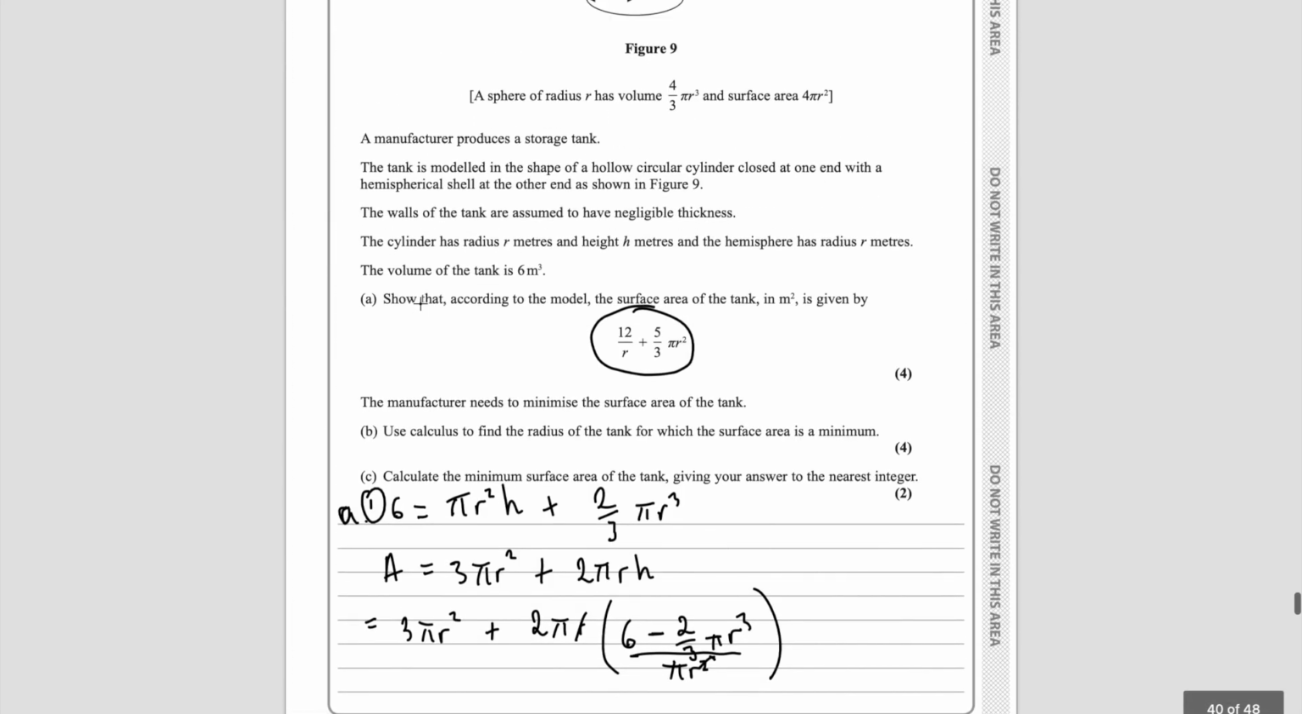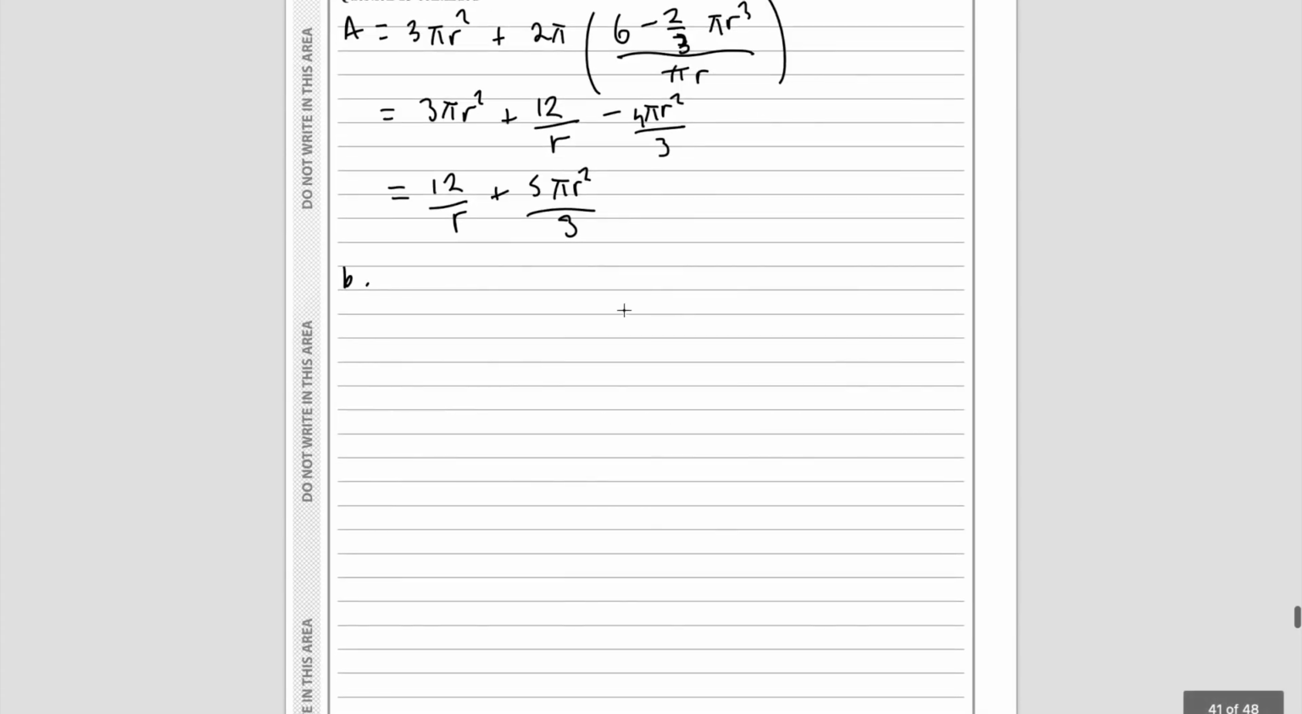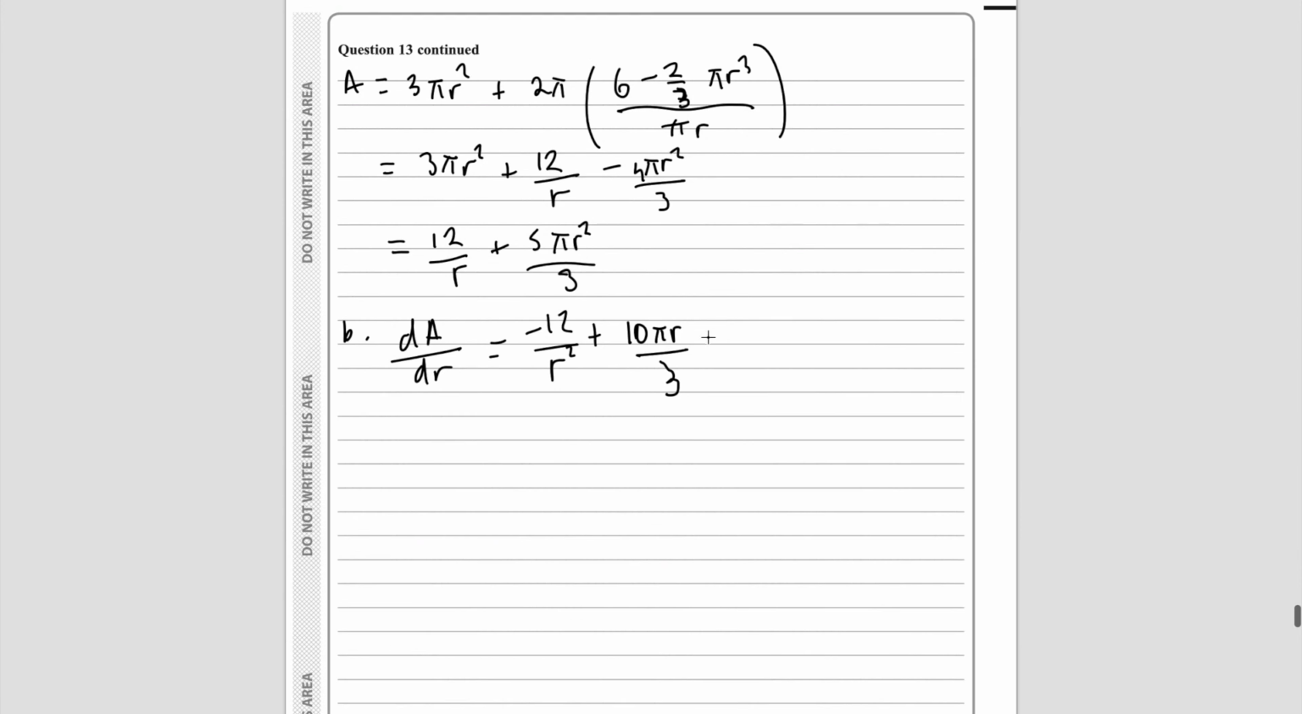For part B, we're asked to use calculus to find the radius of the tank for which the surface area is a minimum. So we know that A is equal to this. What we really want to be doing now is differentiating this to find dA over dr. It's quite a simple one. We'll find that dA over dr is going to equal minus 12 over r squared plus 10 pi r over 3. Because we were interested in the minimum here, we want this set as equal to 0.